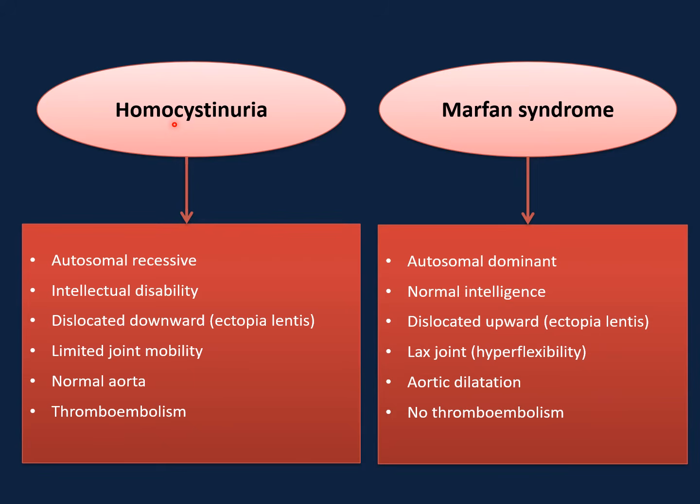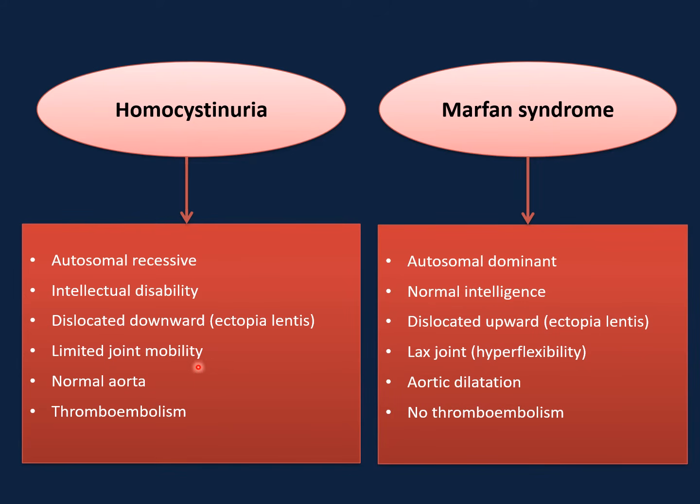In homocystinuria, the inheritance is autosomal recessive. Marfan is autosomal dominant. Intellectual disability with homocystinuria, normal intelligence or normal IQ with Marfan syndrome. The dislocated lens in homocystinuria is low, similar to the IQ being low, and in Marfan syndrome, the dislocated lens is upward or high, like the IQ is high.